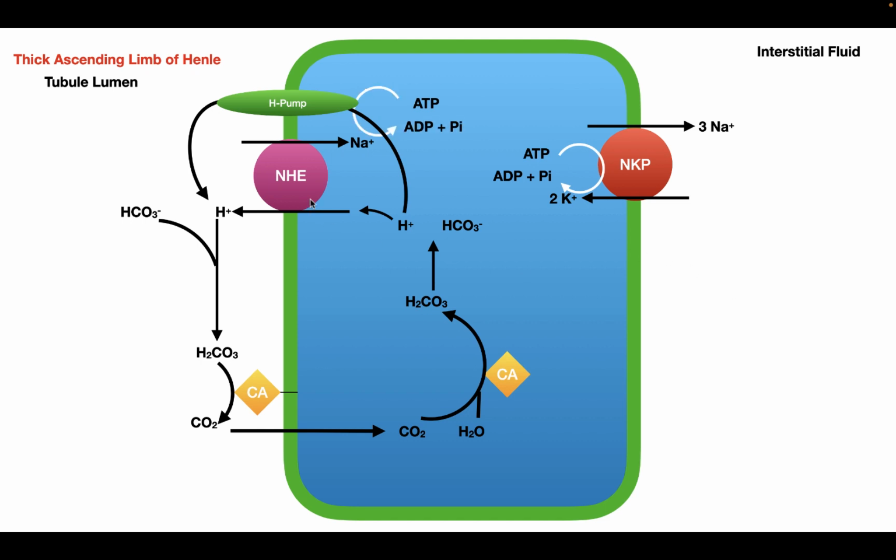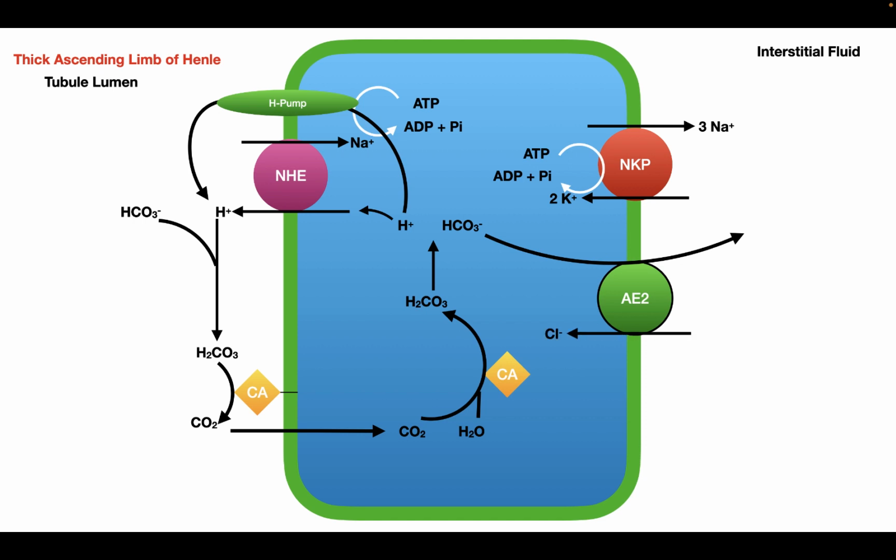So it's through these 2 ways in which hydronium ions can be pumped and transported back into the tubule lumen. Now the bicarbonate can move into the interstitial fluid through 2 main mechanisms. The first mechanism is going to be through the anion exchanger 2. So anion exchanger 2 exchanges 1 bicarbonate for 1 chloride ion.